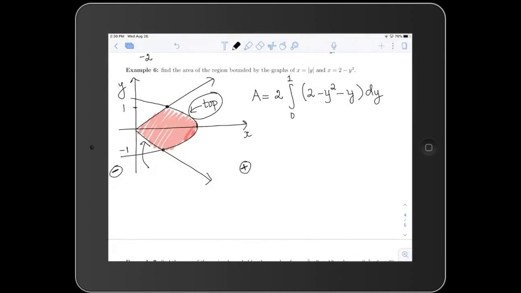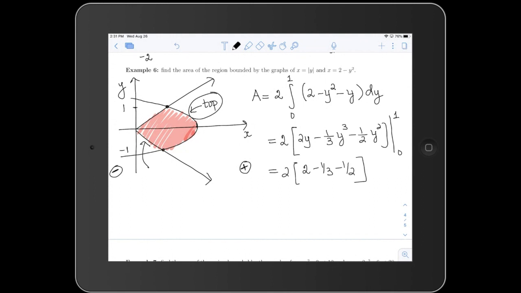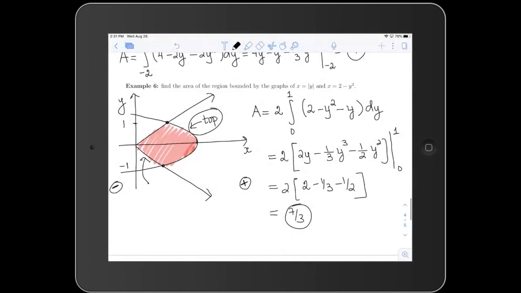And now the rest is easy. We just need to integrate a polynomial function. So this is 2y minus 1/3 y cubed minus 1/2 y squared, and we go from 0 to 1. At 0, everything vanishes, so this is 2 minus 1/3 minus 1/2, and then we double this. Once you guys do the arithmetic, you should get 7/3 units, and you can check with your calculator. Okay, all right.